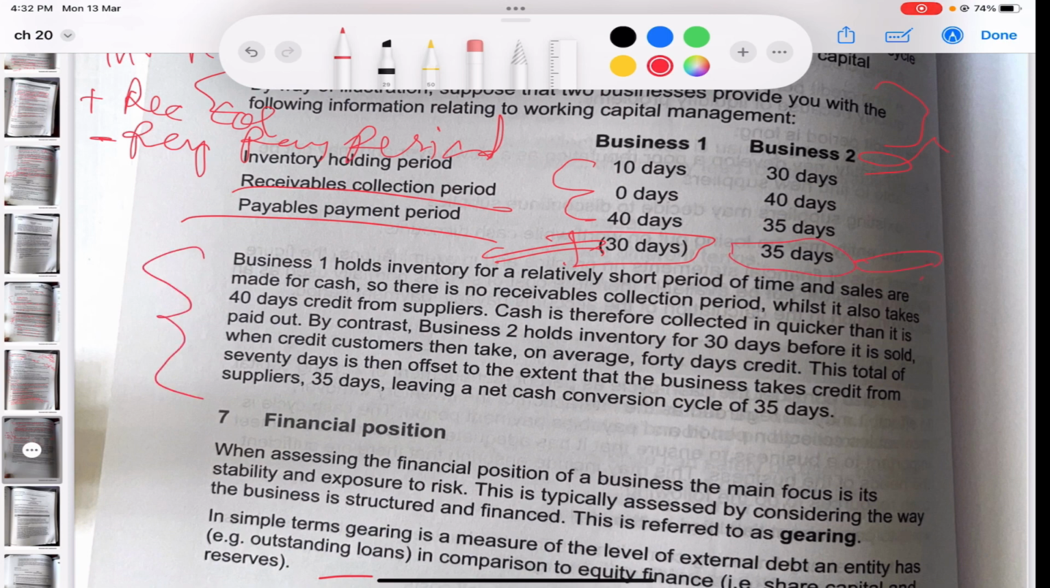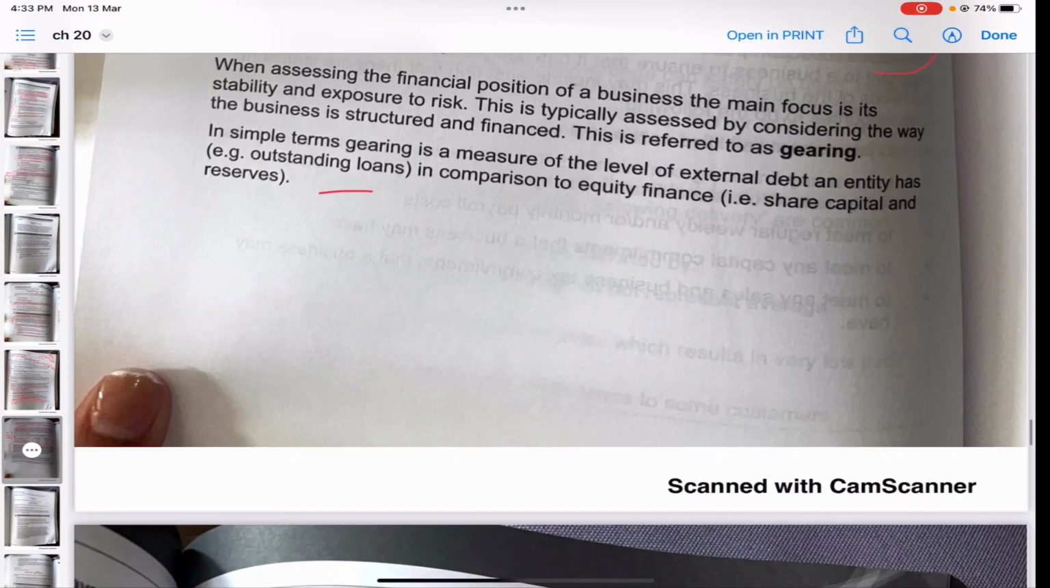Okay. So now let's look at this. Business 1 holds for a relatively short period of time. So there is no, well, 40 days. Okay, read this. This is just the interpretation of our illustration.